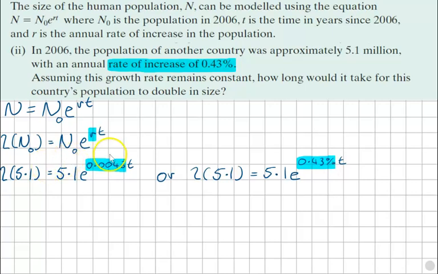So you choose which method you want. So as a decimal, 0.0043 or else 0.43%. It's up to you.